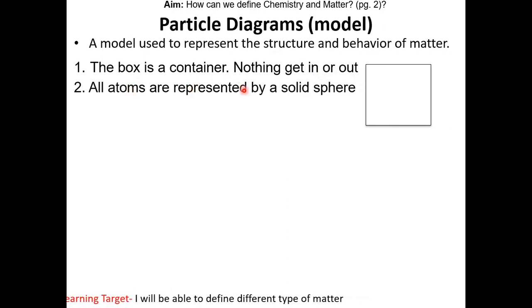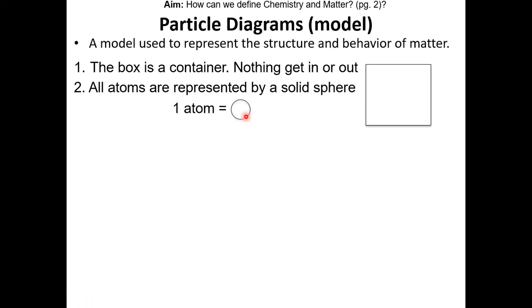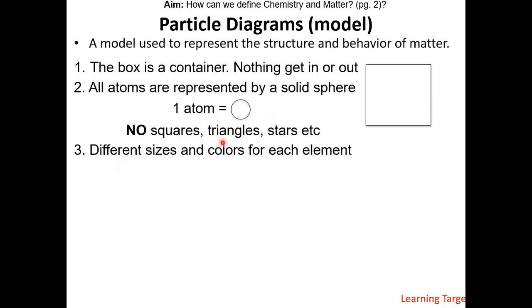All atoms are represented by a solid sphere. One atom is one circle. This is one particle. No squares, triangles, or stars. Different sizes and colors for each element. Here we have 3 different elements.